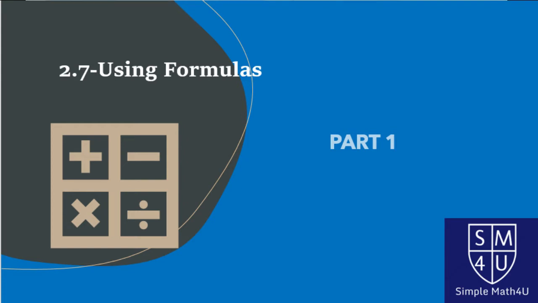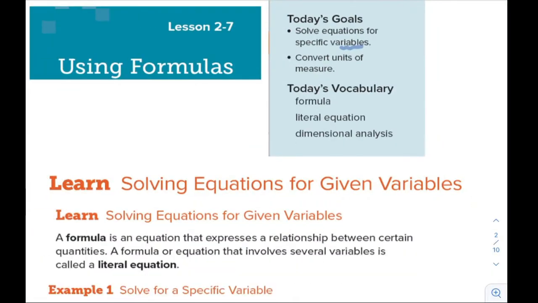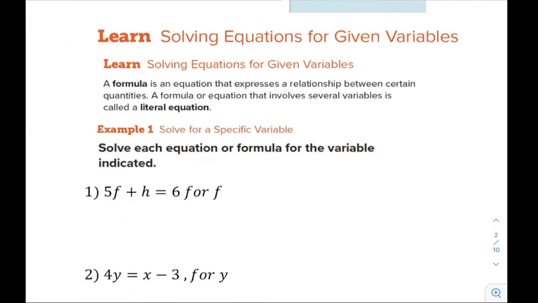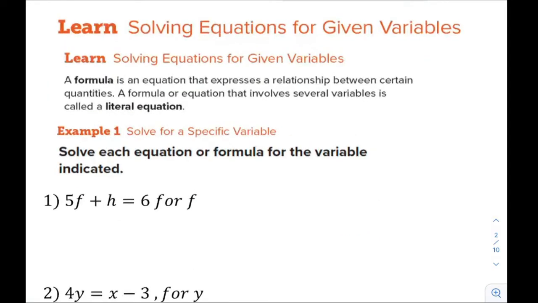Our objective is to solve equations for specific variables, and then the second objective will be converting units of measures. We have many formulas in physics and chemistry. In math, we have the area formula, the density formula, speed, velocity, and many more. So we need to be careful when we are solving for one of the parameters, one of the variables. A formula or equation that involves several variables is called a literal equation. It includes letters, we can remember that. So we have to be careful when we are solving for a certain variable, and we will use the techniques that we have used before.